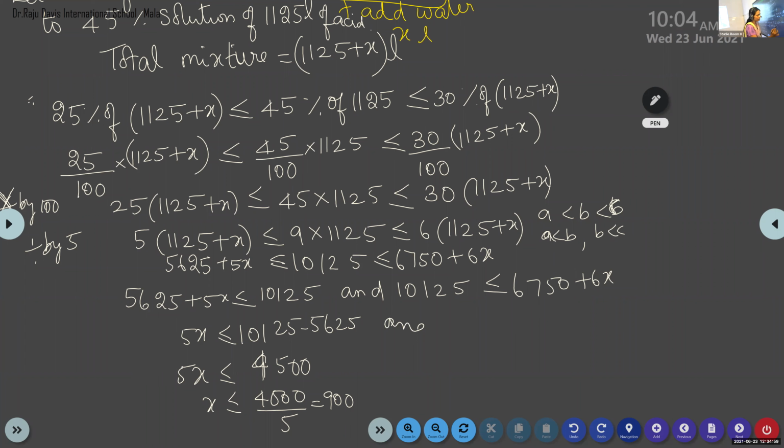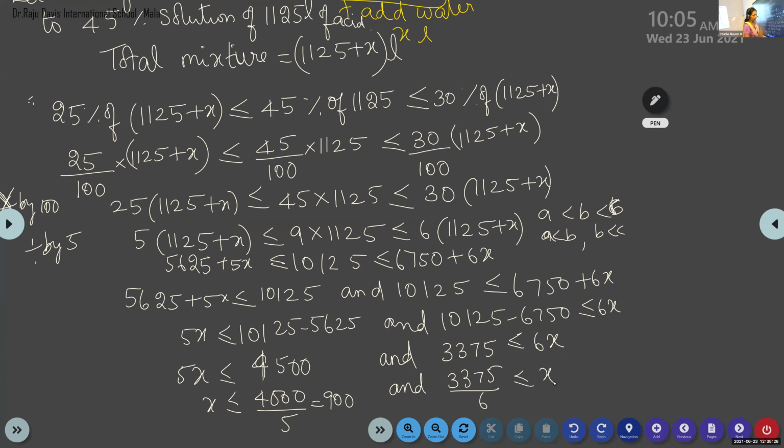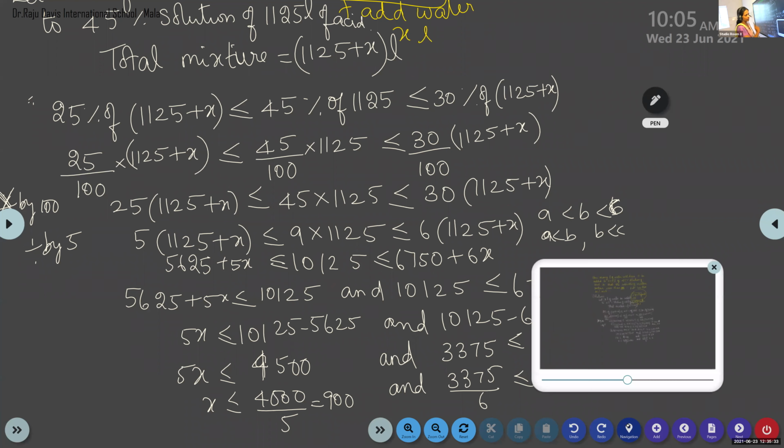And 10125 minus 6750 is less than or equal to 6x. So 10125 minus 6750, we get 3375 is less than or equal to 6x. So that is 3375 by 6 is less than or equal to x. Now when you divide this, what will you get?